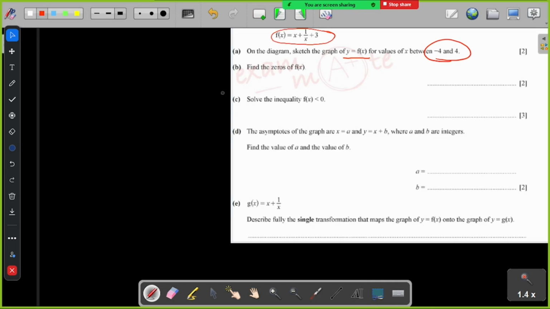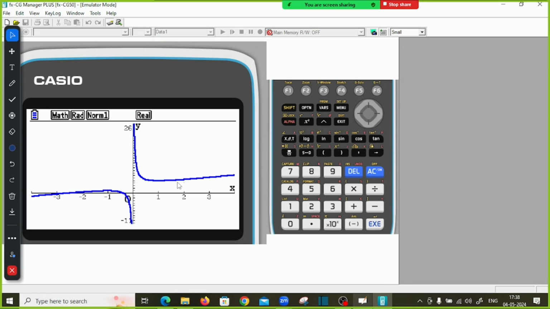Let us see the next part. Find the zeros of f(x). What's the meaning of zeros of f(x)? Zeros of f(x) means you have to find its x-intercept. So we have to go to G-Solve, then x-intercept means roots. So just click root, that is F1. It is giving a root of minus 2.618, and the next root will be here, x equals minus 0.381. So these two are the roots of the equation.